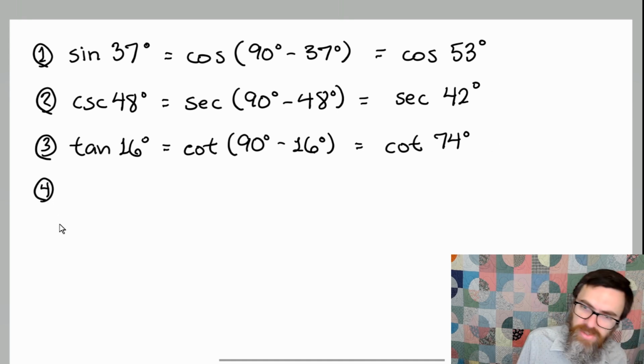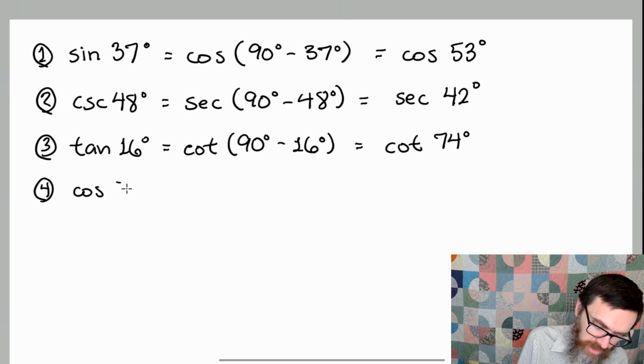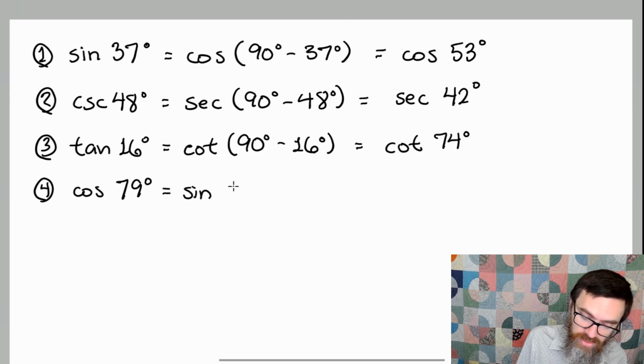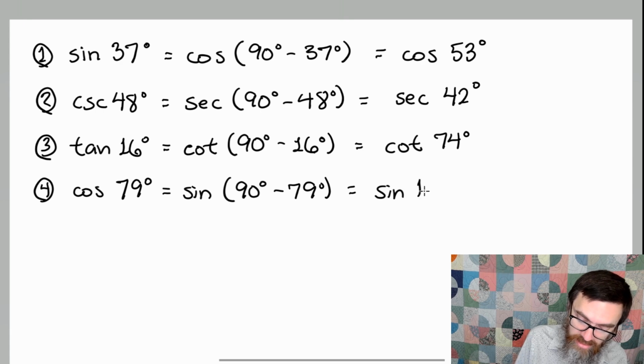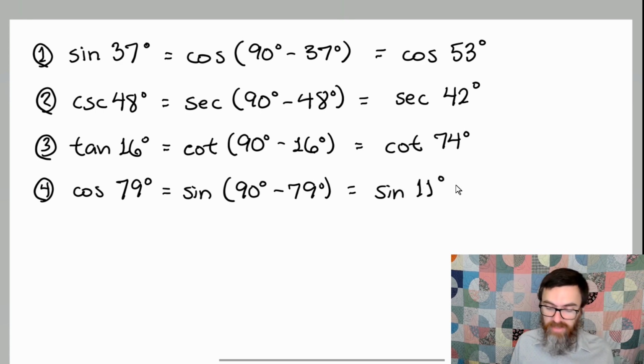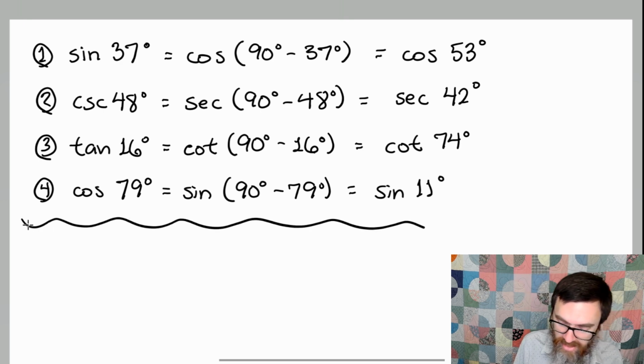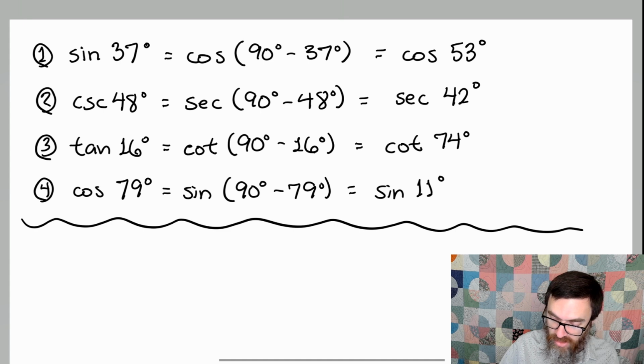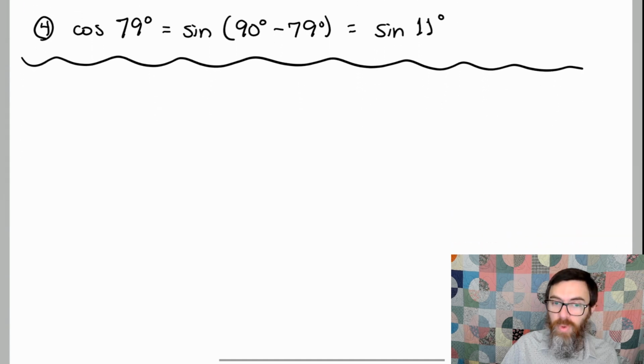And then our last example here is the cosine of 79 degrees. So rewriting this using its cofunction, which is sine, we're going to say 90 degrees minus 79 degrees, and we have the sine of 11 degrees. So there you have it. Now let's take this information and use it to solve some equations.